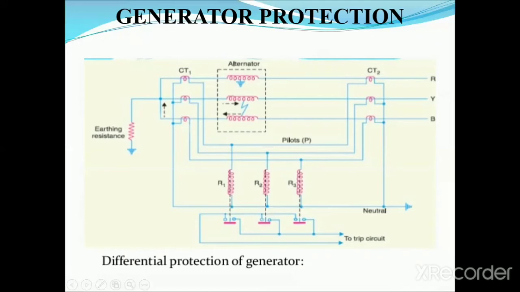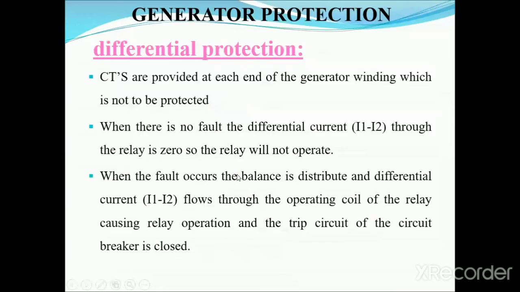When the tripping circuit is closed, it trips the circuit, the circuit breaker operates, and the circuit breaker disconnects the faulty portion from the network. This is the operation of differential protection. Differential protection is the same as a differential relay, whose working principle we already studied in the previous classes.